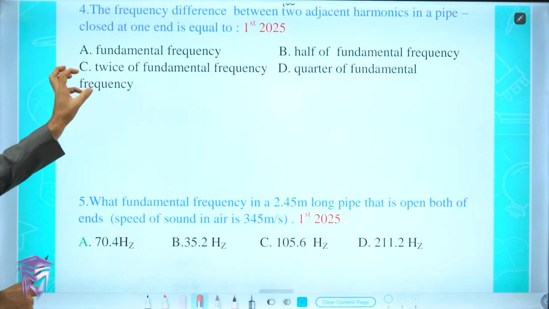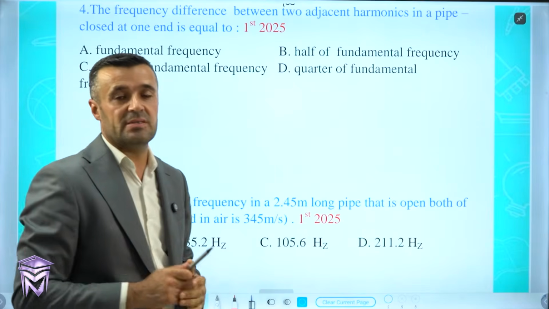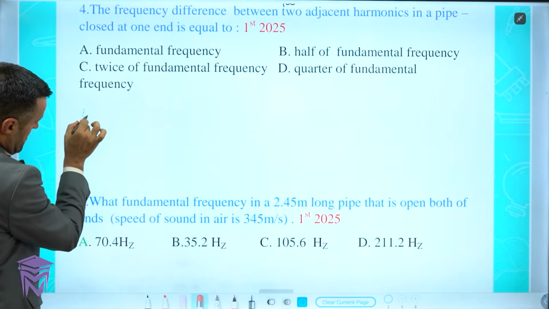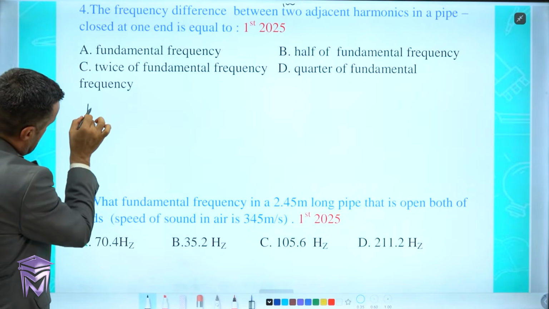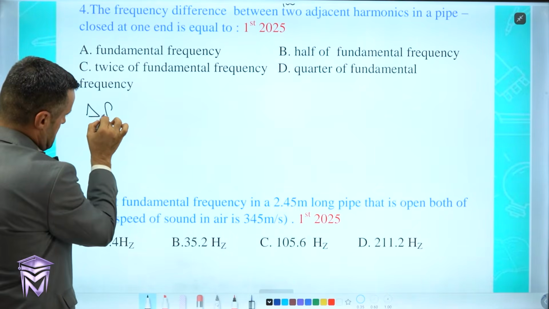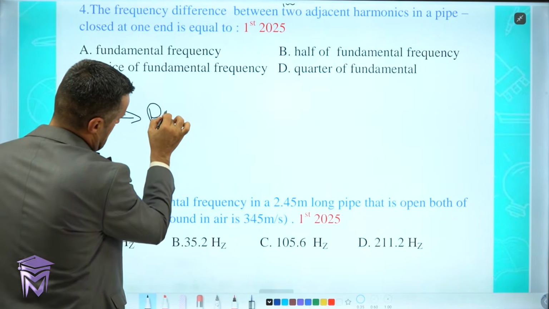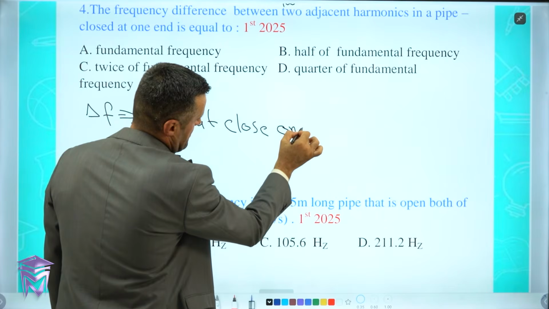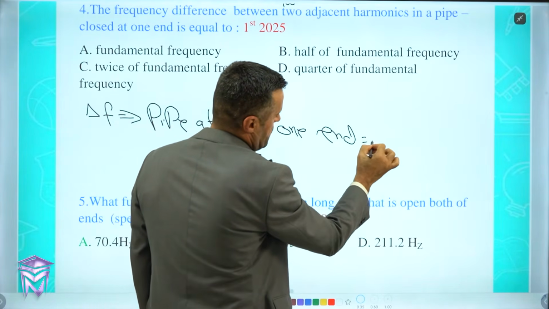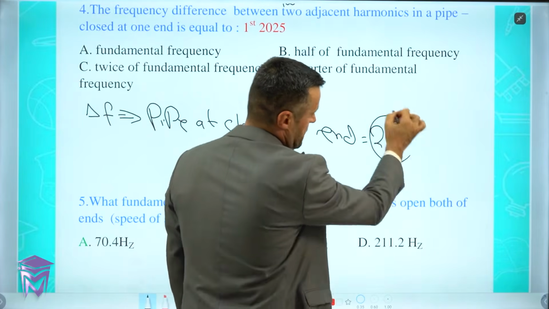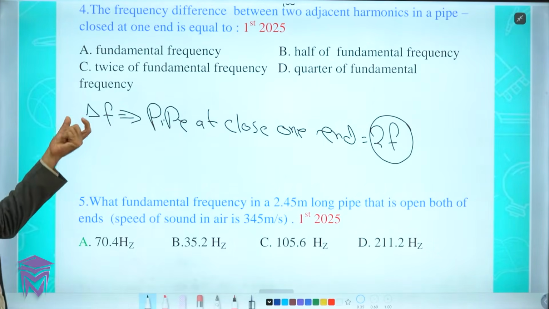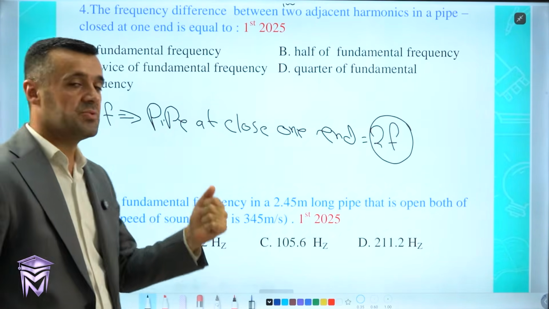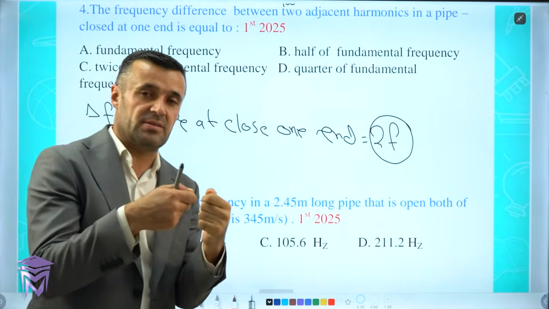Question 4. The frequency difference between two adjacent harmonics in a pipe closed at one end equals one of the following. The difference of frequency of the pipe closed at one end equals 2 times the fundamental frequency. I say it again for you. The change in frequency, or the difference of frequency, in a pipe closed at one end equals 2 times the fundamental frequency.